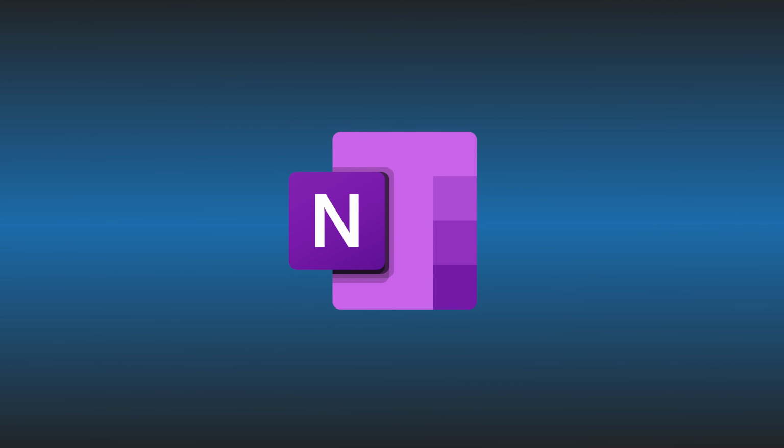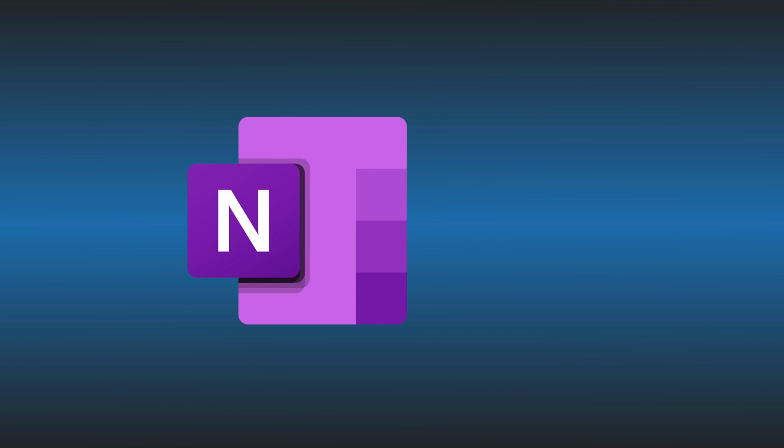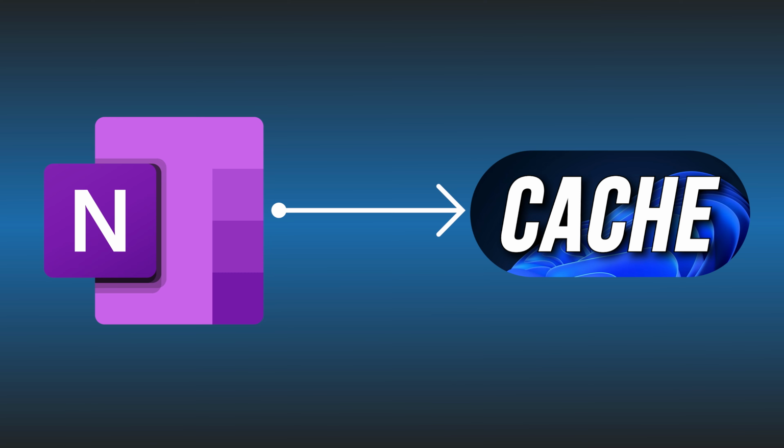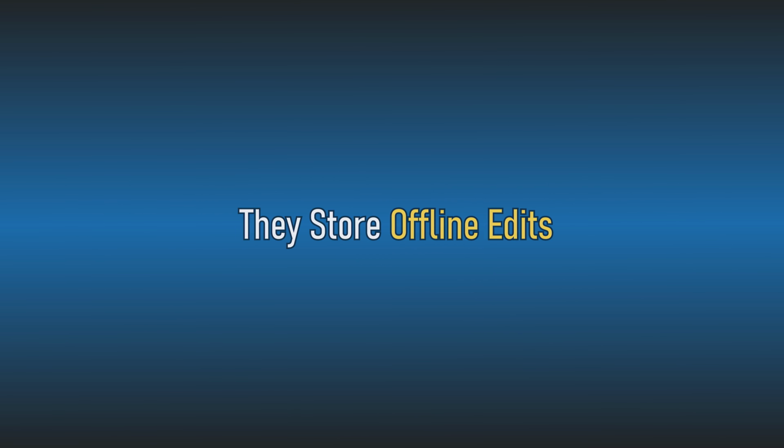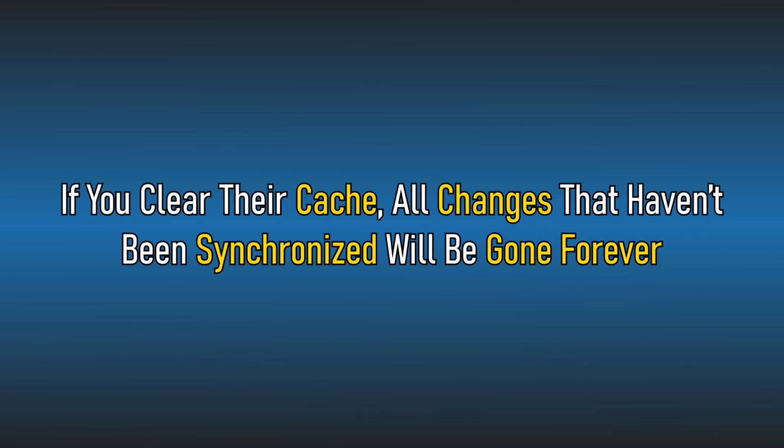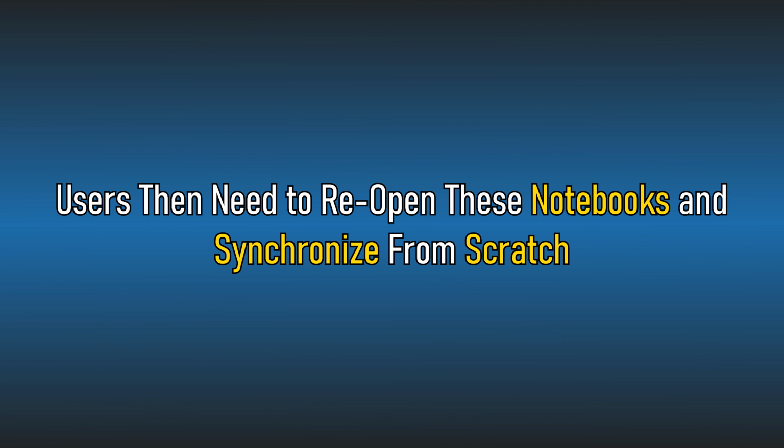Just like most applications that help to store data on the system, OneNote also uses the cache to store data temporarily. Before we begin, you should know that OneNote local cache files are there for a reason. They store offline edits. If you clear their cache, all changes that haven't been synchronized will be gone forever. Also, users then need to reopen these notebooks and synchronize from scratch.